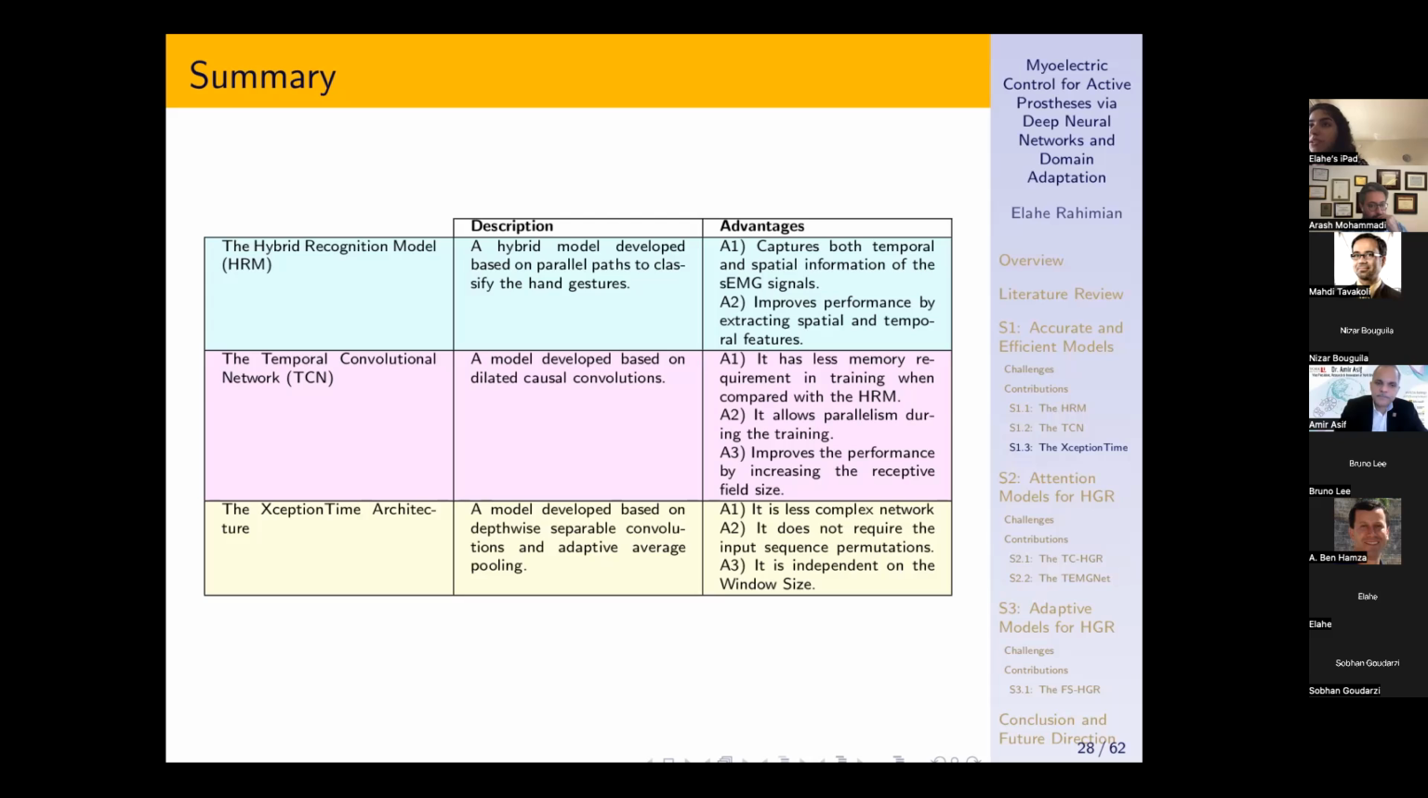Finally, we have the Exception Time architecture. The motivation is to reduce the number of parameters and to improve the accuracy, and that is an architecture that is independent of the window size.